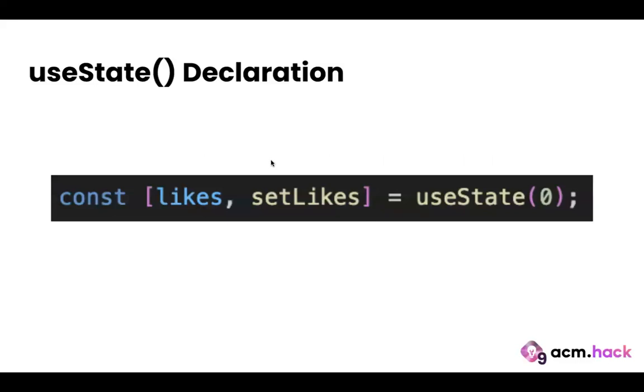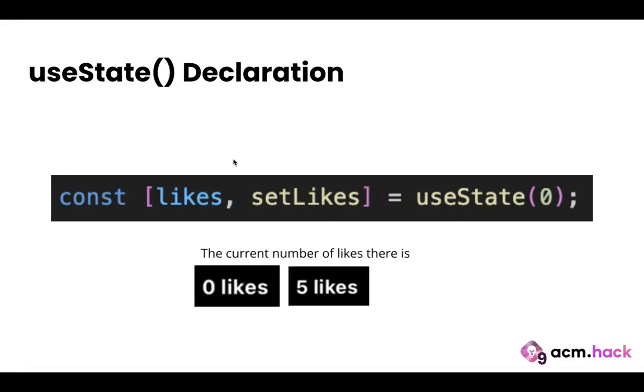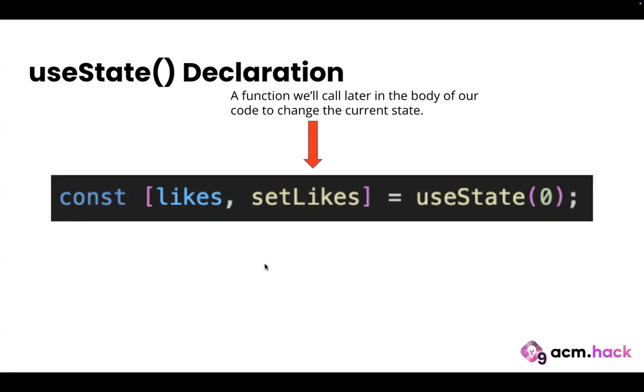Okay, so this is an example of a useState declaration, and I'll go over the parts of this declaration so it makes more sense. First we have const, which just declares a new constant variable. I think you guys are familiar with that. Next we have likes, which is the current state of whatever the element is in. In our example, the current number of likes is 0 likes, 5 likes, 25 likes, whatever the state is in. And setLikes is a function we'll call later in the body of our code to change the current state.